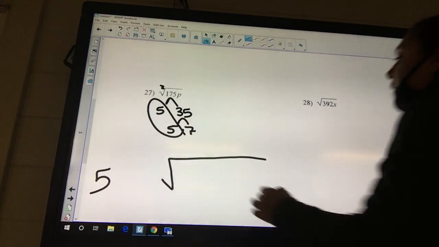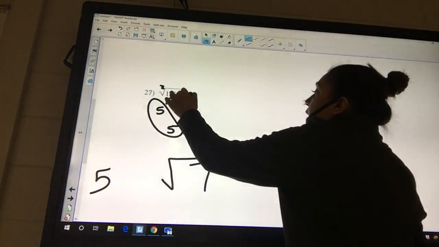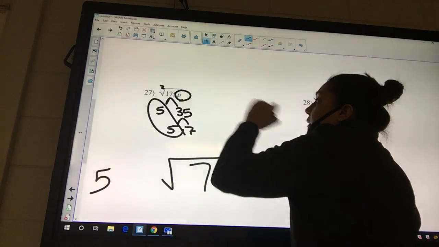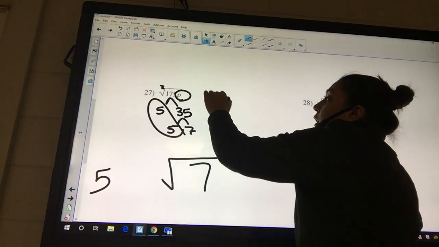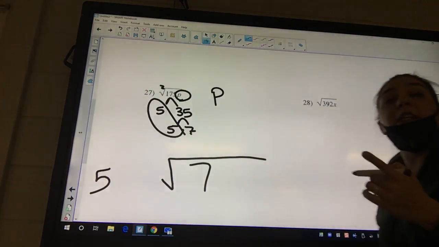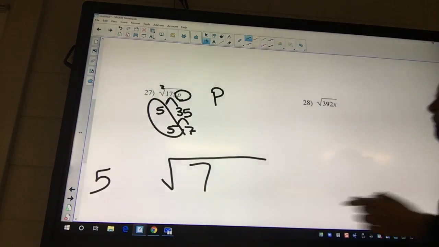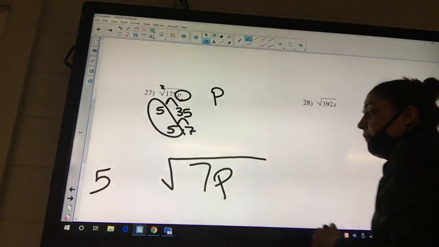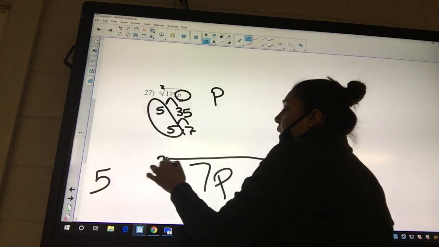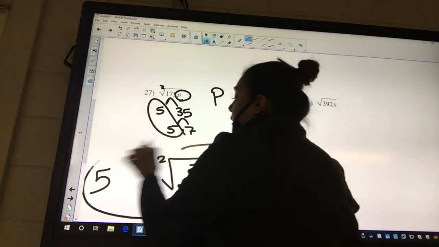7. Okay, and then this one we still have letters. So how many P's do I have? Technically I have 1. Can he go? No, so he's got to go back on the inside. Okay, and if you want to put the little baby 2 there, then put it there.